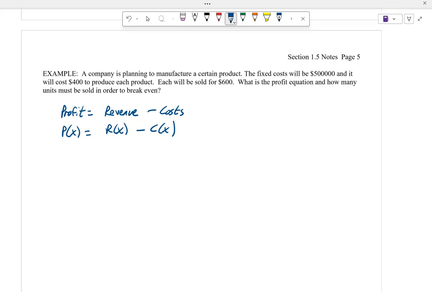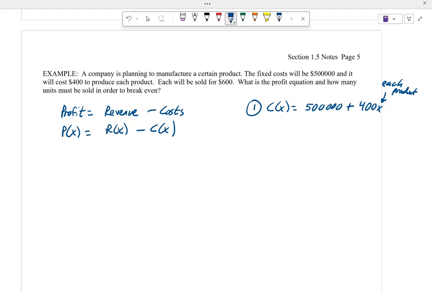Let's look at that second sentence. The fixed costs. Let's go to the side for a minute. Fixed costs will be $500,000 and $400 for every item. Let's call each item, each product, x. All right, so if we produce one item, it'd be $400 times 1, 400 times x, plus the fixed cost, 500,000.